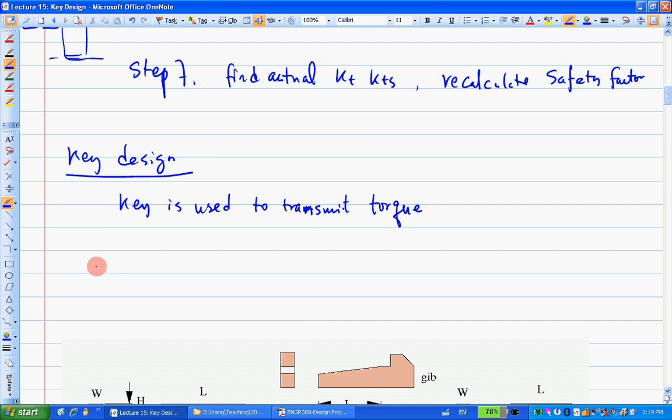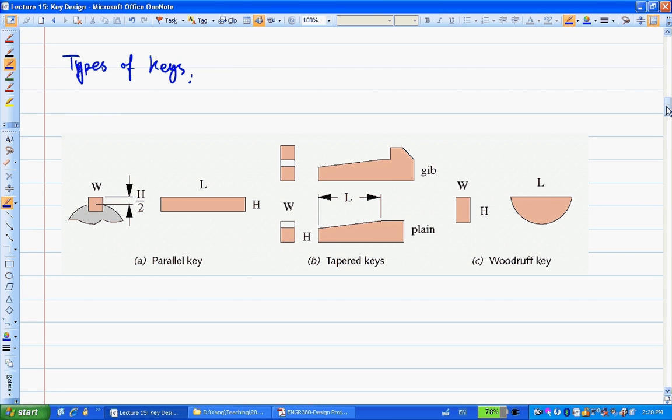Now, there are many types of keys. So let's look at the types of keys. Here's a figure. I'll show you the types of keys we're looking at. A very common one is the parallel key. There's a special kind of parallel key, the square key. Basically, the W here is the same as the H. So when W equals H, it's a square key.